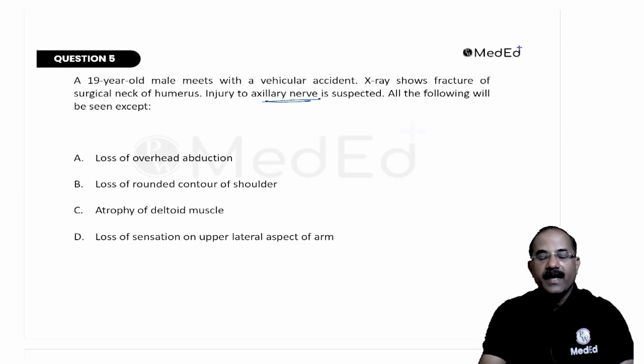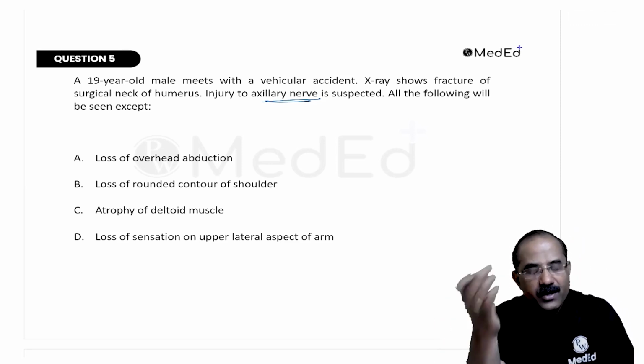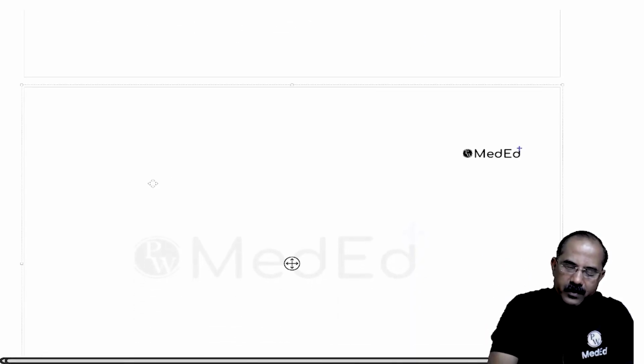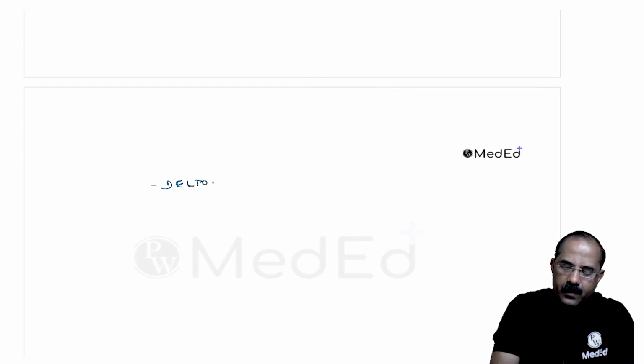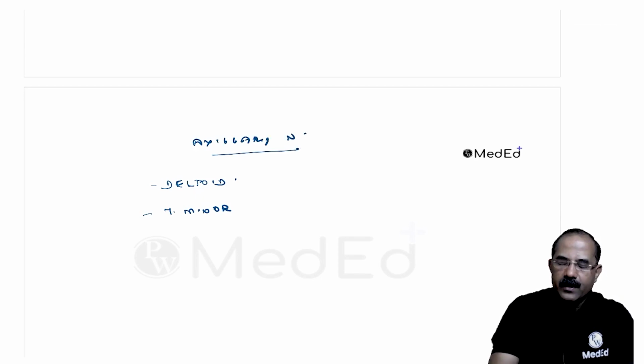Okay. So, can anyone first tell me what is the axillary nerve supply? मतलब axillary nerve is injured. So, what is the axillary nerve supply? I'll just write it down. Axillary nerve supplies two muscles. One, deltoid. Second, teres minor. ये है axillary nerve. Fine, very good.